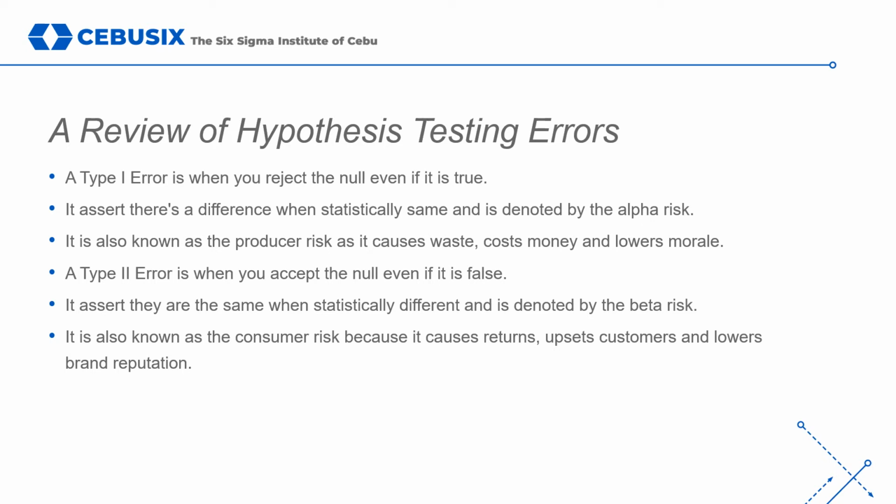In a manufacturing environment, if the null hypothesis is false but is accepted anyway due to a type 2 error, then the material that is not within specification, material that is not statistically the same as the target, is accepted. That means products that don't meet this target are passed on to the customer. That is a consumer risk. It could cause returns, unsatisfied customers, and poor brand reputation. The appropriate sample size can reduce the risk of either type of error.